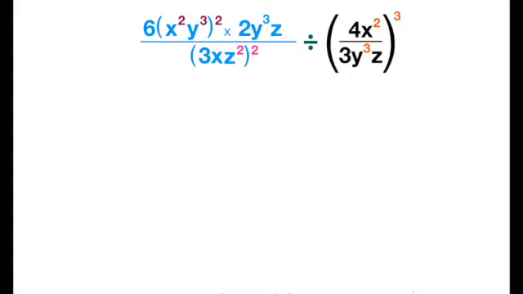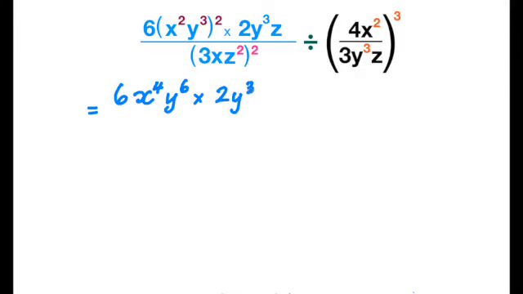So working our way from left to right, we can see in the numerator of the first fraction that we have a bracket to the power 2. So we can start by first of all writing down the 6 because that's not squared, it's by itself. But inside the bracket we now have x to the power 4 because we multiply 2 by 2. And we have y to the power 6 because we multiply 3 by 2.